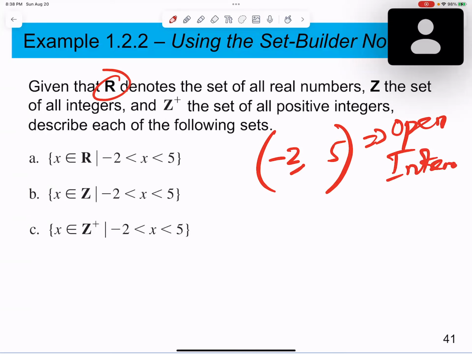Okay, the same thing here. This is also an open interval. And let me tell you one thing. This one is telling us about all real numbers.